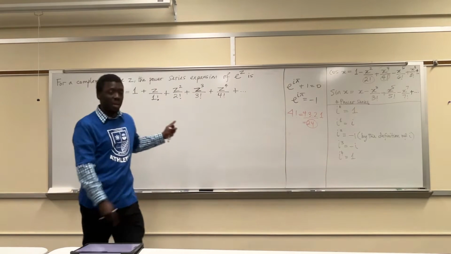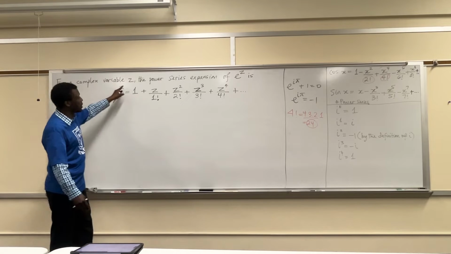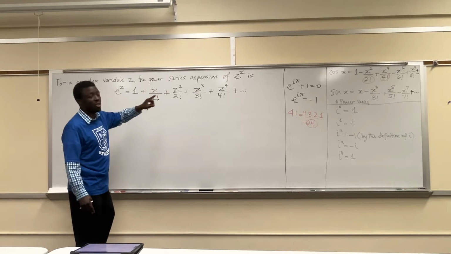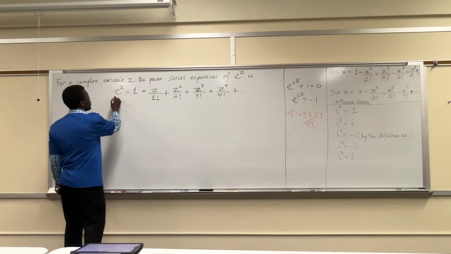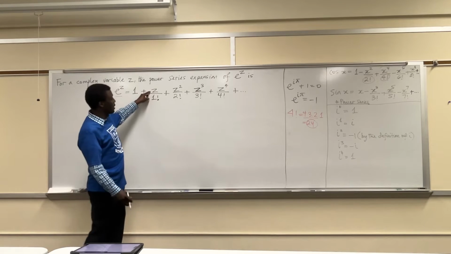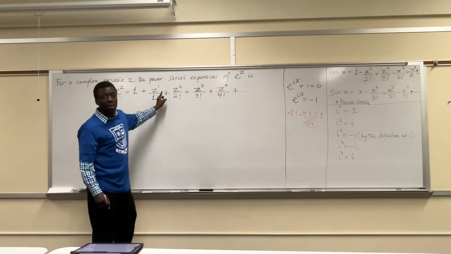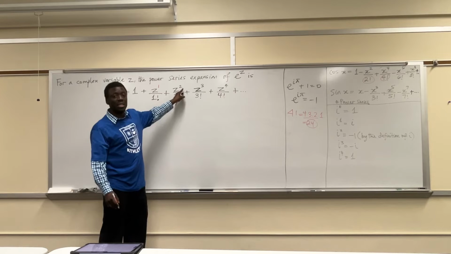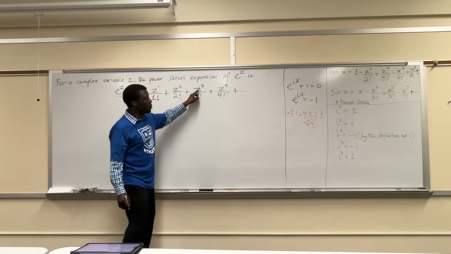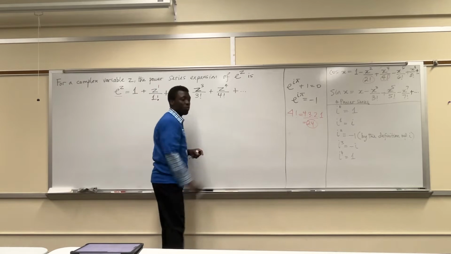But we're going to come over here now and say, for example, if you have a complex variable z, the power series expansion of e to the power z, right? So e to the power z would be 1 plus z divided by 1 factorial. So technically you could say z to the first power divided by 1 factorial plus z squared over 2 factorial plus z cubed over 3 factorial, and notice the pattern, and so on and so forth.